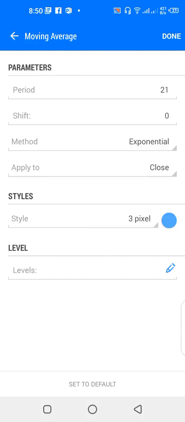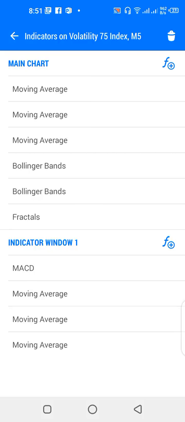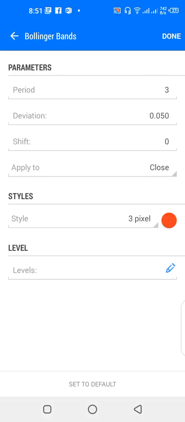Then you have the third moving average. Period is 21, shift is 0. Method is exponential, apply to close, color is blue. Then you have Bollinger Bands. Period is 2. Deviation is 0.050. Shift is 0. Apply to close. Color is orange. Then you have another Bollinger Bands. Period is 3.